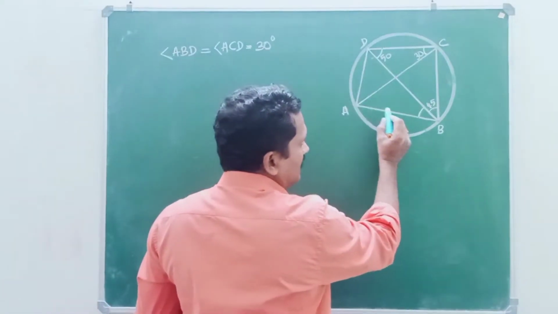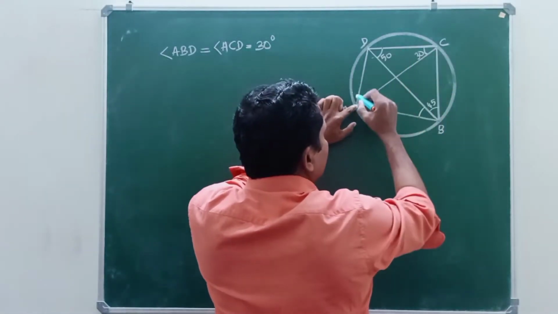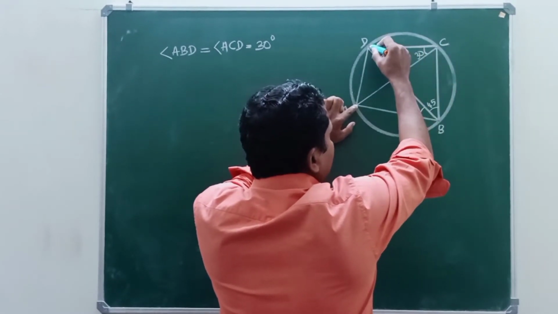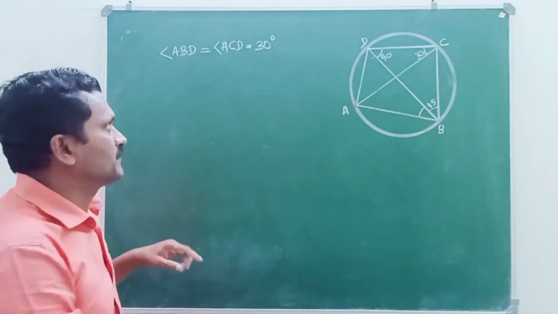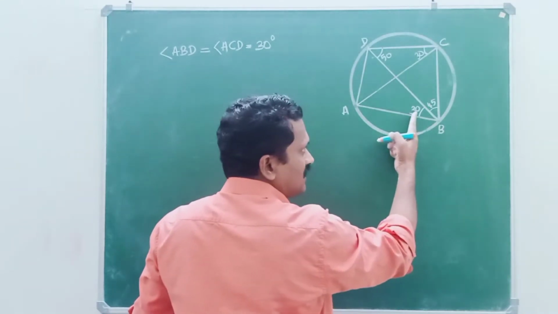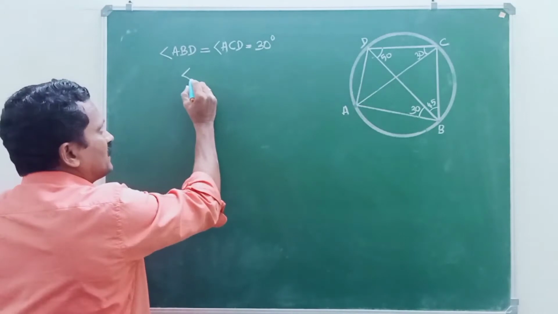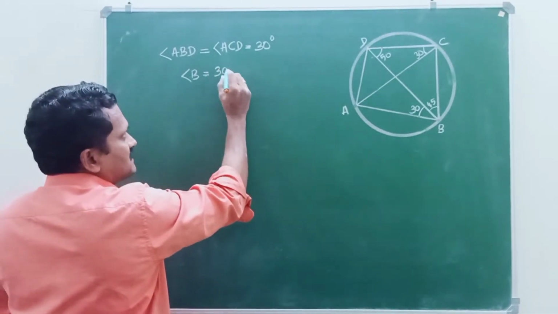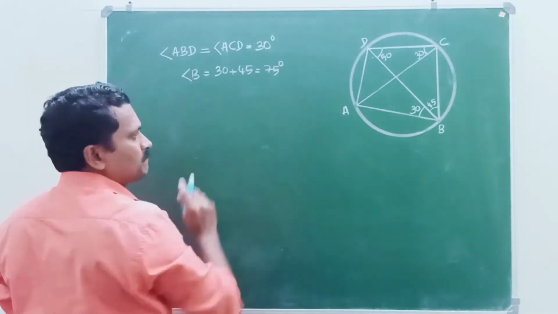Calculate all angles of quadrilateral ABCD in the figure. Here, angle ABD equals angle ACD. Why? Angles in the same segment are equal, that's 30 degrees. Since this angle equals 30 degrees, then we can find angle B. What about angle B? It is 30 plus 45, that's equal to 75 degrees.